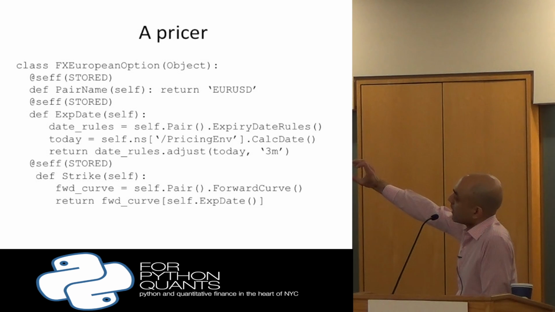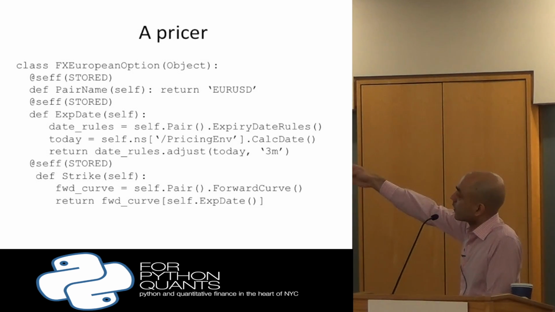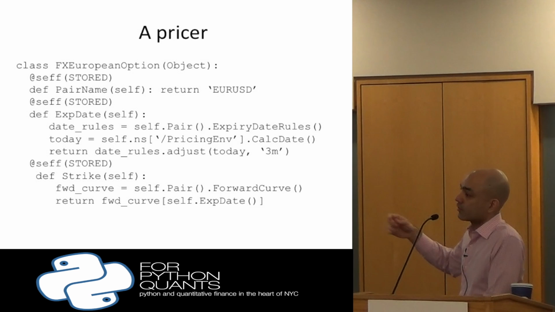So if you just think about a European option, this is a stored value. That's the name of the pair, say euro dollar. And now you can think about expiration date, which is another sort of member variable of this thing. Instead of being a member variable, it's a function which goes to the pair, asks for expiry date rules, gets today's date, and then adjusts it by 3 months. So this is very convenient because I construct an object and I ask it for its expiration date, and implicitly, based on whatever pair or asset I have, it gives me a 3-month expiry.